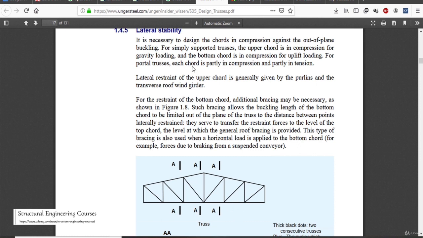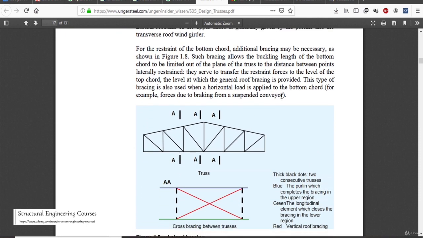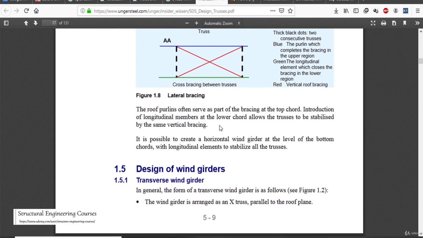So for portal trusses, each chord is partly in compression, partly in tension. So additional bracing may be necessary. So here we can see that this is one truss and this is another truss. So we had provided X cross bracing here between the two trusses.